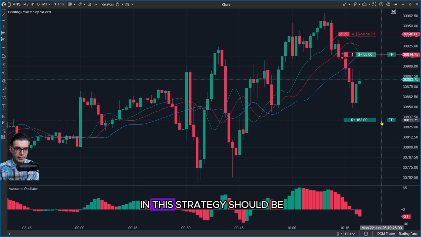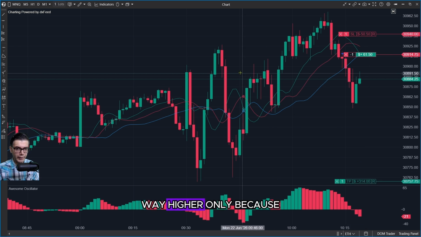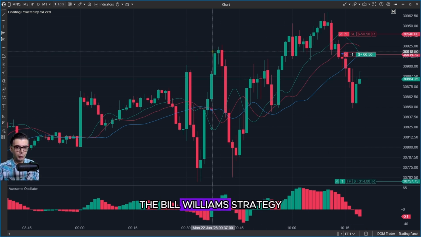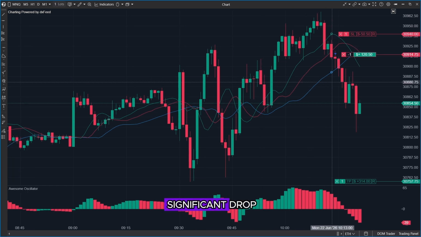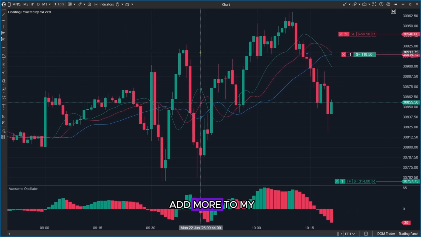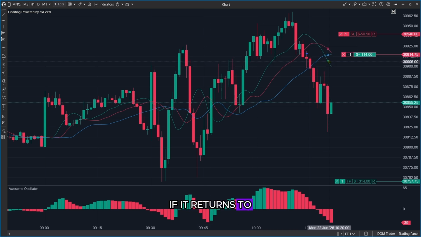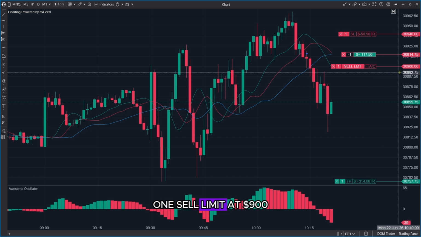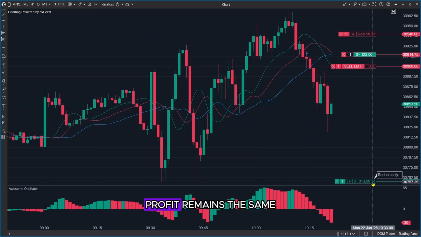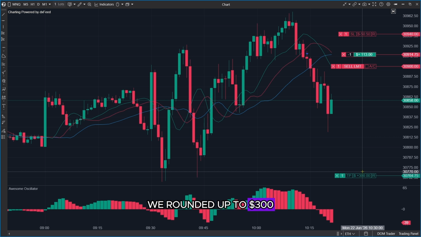The risk to reward in this strategy should be way higher, only because the Bill Williams strategy is a trend following strategy, and it doesn't provide many opportunities from peaks or highs. The price had a significant drop. I would like to add more to my short position if it returns to either the green line or the red line. Therefore, over here, I would like to add one sell limit at $900. Profit remains the same, rounded up to $300.